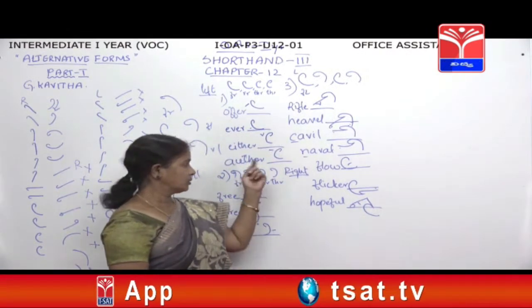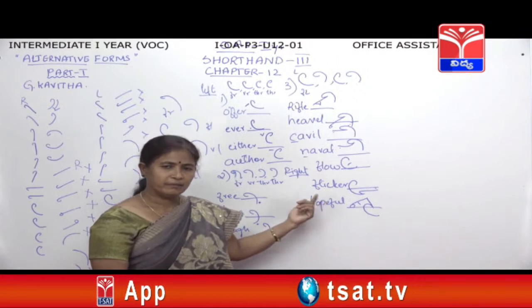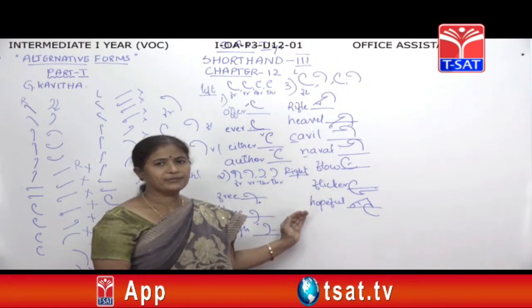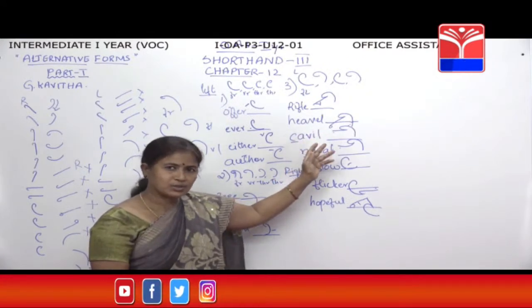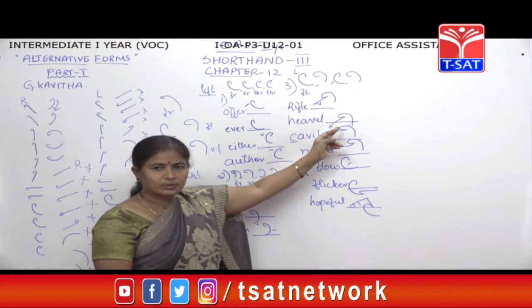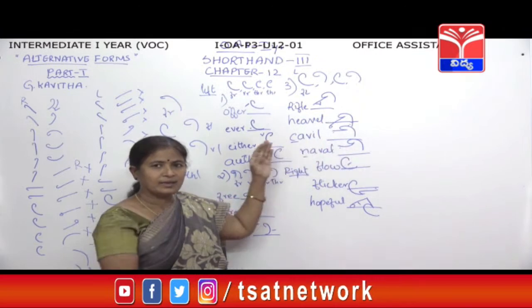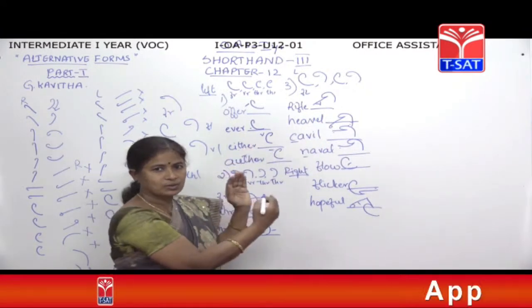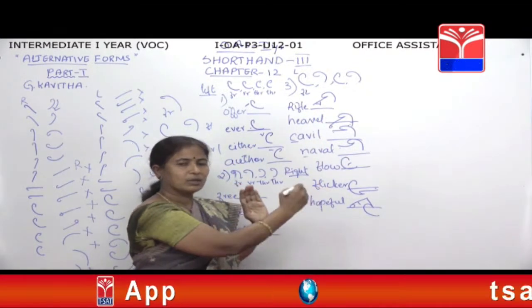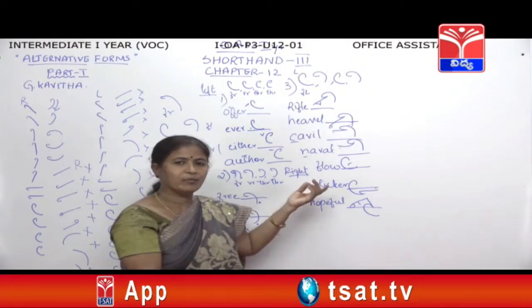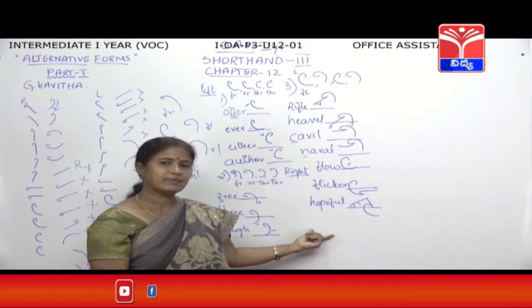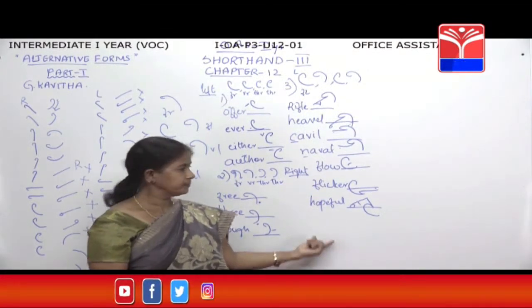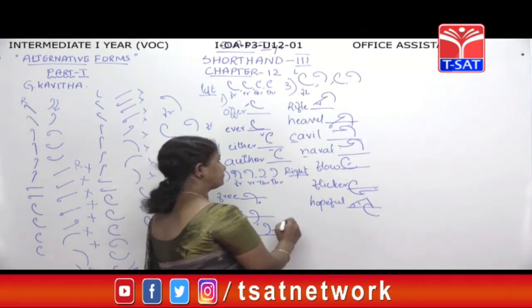So, in all other remaining cases, we use left forms of full. Only after straight up strokes and horizontal strokes do we use right forms of full and will, because straight up strokes and horizontal strokes go towards the right side. So, right forms of full and will are more convenient and easy to write. In all other cases, we use left forms of full and will.